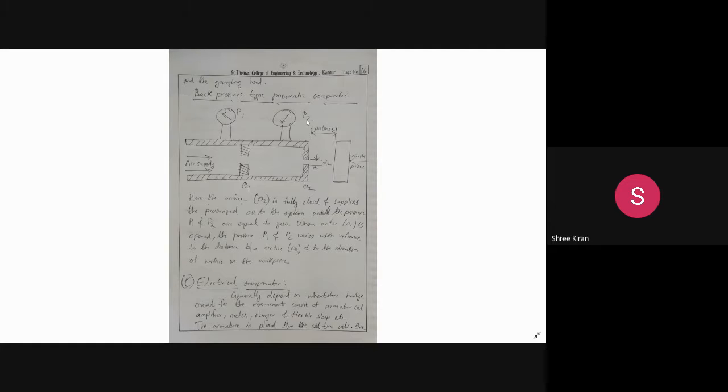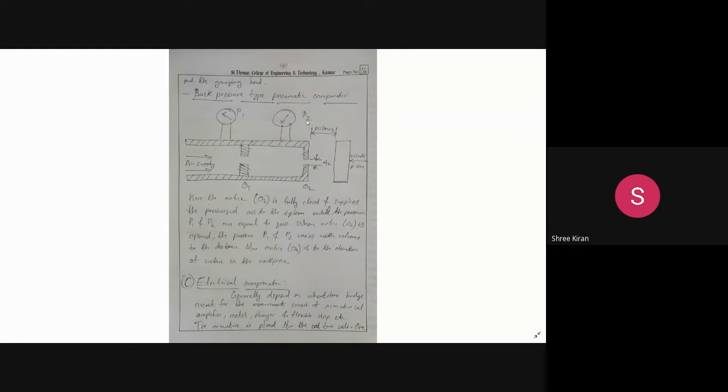In the case of comparators, the first one we discussed was the mechanical comparator, the second was the pneumatic comparator, and the third one is the electrical comparator. Totally we have four types. Electrical comparators generally depend on the Wheatstone's bridge circuit for measurement.